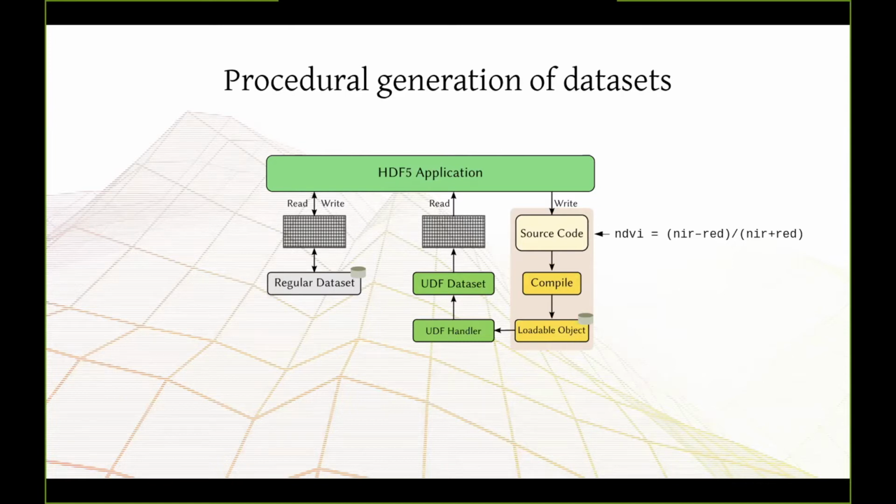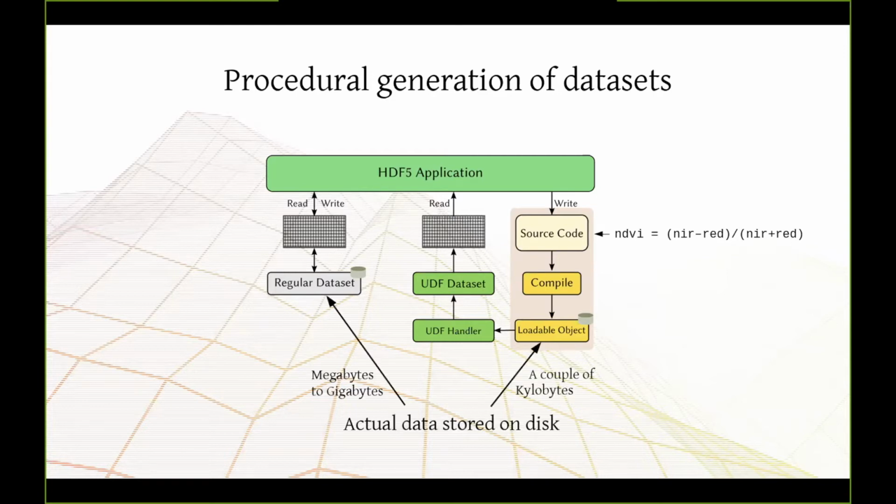Then you compile that into a bytecode form. You save that bytecode to disk. And then when the application requests to read that data set, what we do is retrieve that object from disk, and you run the function on the fly, and that function creates the data that the application requested.